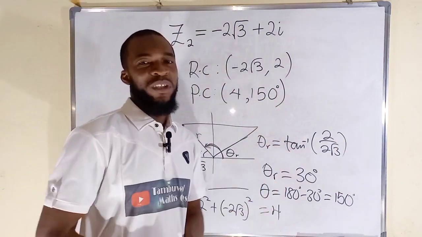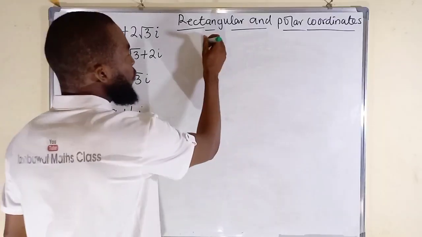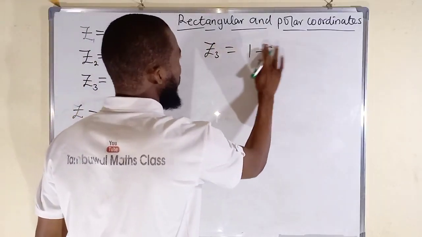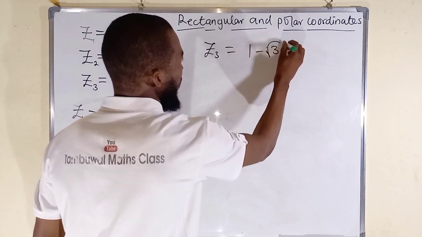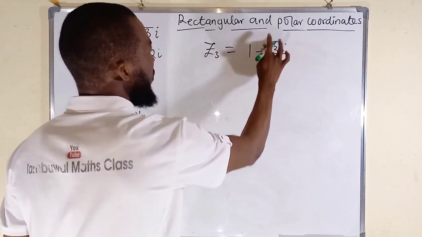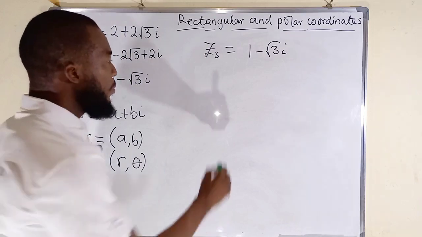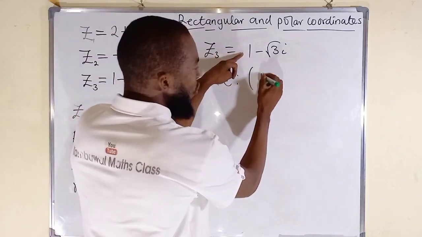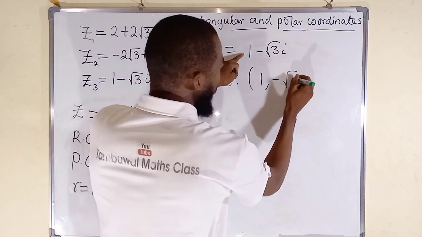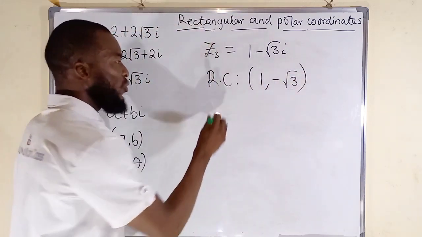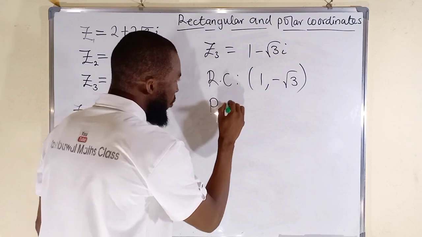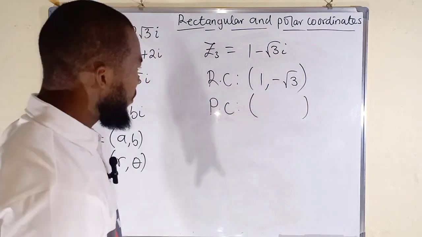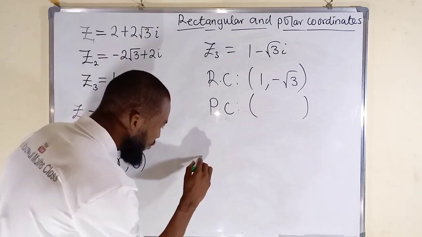Now we can go to question number 3, the last one. We have Z3 equal to 1 minus root 3 i. This is our complex number. The rectangular coordinate is just what? 1 comma negative root 3. So what about the polar coordinate, which is r comma angle? First of all, let us sketch it here.